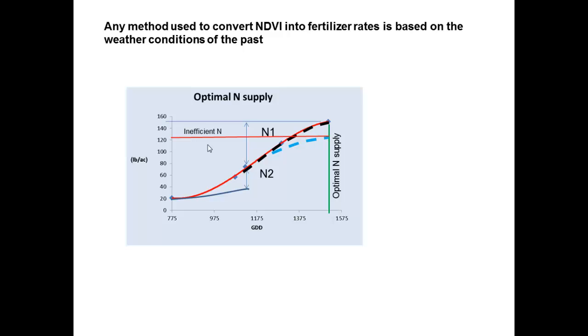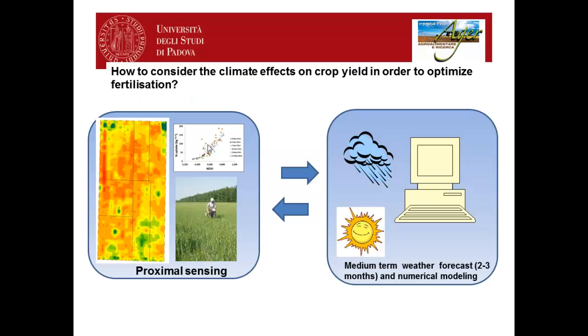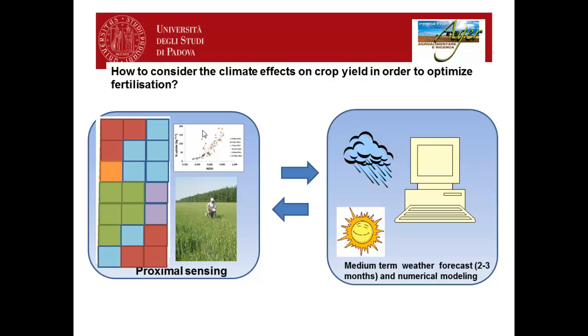So how can we improve this situation? We try to work on medium-term weather forecast, so 2-3 months. We're working in this way. We make a weather forecast, and in 3 months we apply crop models just to have an idea of the optimal nitrogen supply. Then we go back to the field, and according to the NDVI and to what we have foreseen as the best nitrogen supply, we apply nitrogen variable rate application.